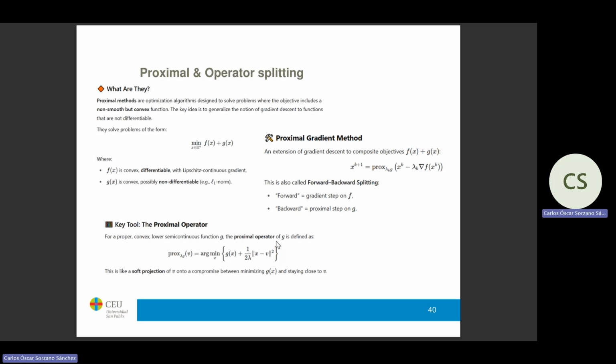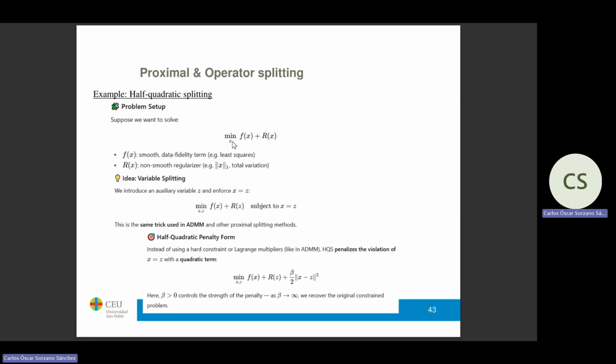Okay. And typically you don't get it for any g(x). There are a few regularizers that are useful, and for each one of them, someone has worked out what is the proximal operator. Any other question? No? Okay.